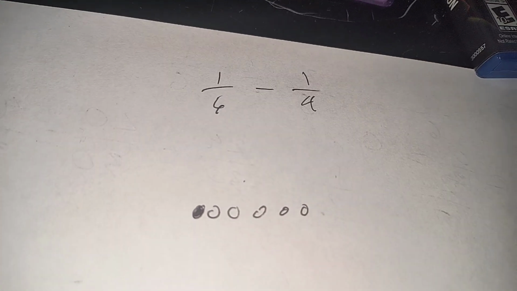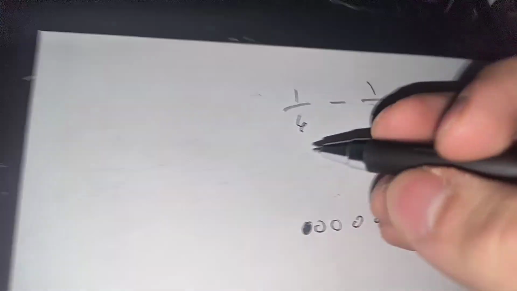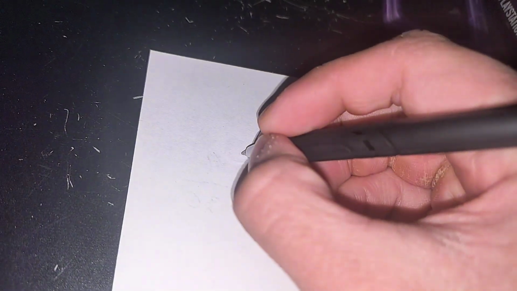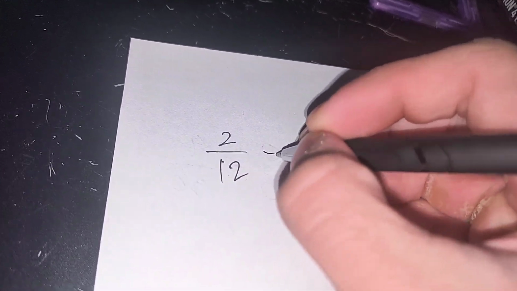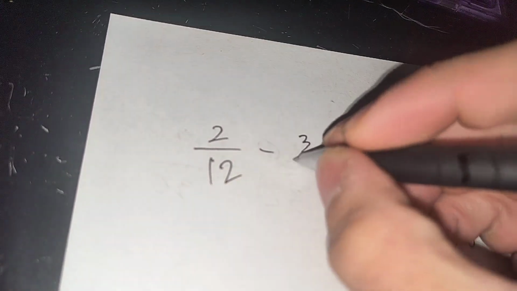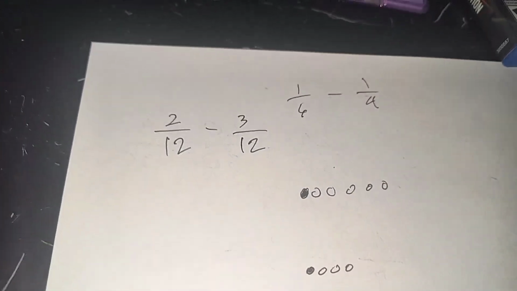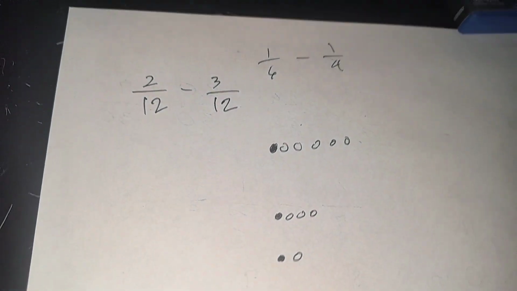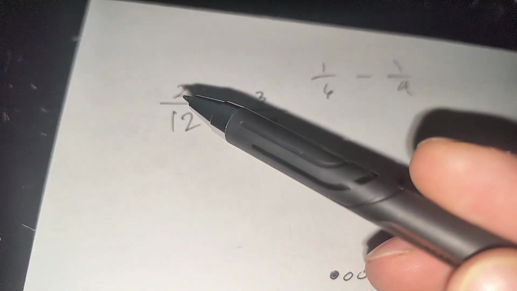2 times 6 is 12. And so this would be 2, and this would be 12. And then 4 times 3 is 12, so this would be 3, and this would be 12. So now if we put it into reference like this, 3 over 12 is still 1 over 4, it's still a quarter. And 2 over 12 is still 1 out of 6.